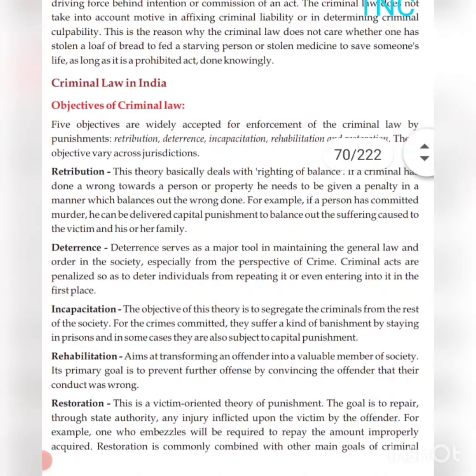That means, as I told you, in criminal law punishment can be a prison term also or a fine also. So retribution is the amount of money or a penalty that the accused has to submit which balances out the wrong which he has committed. For example, if a person has resulted in death of another person, if a person has murdered another person, then obviously against him there will be charges of murder.